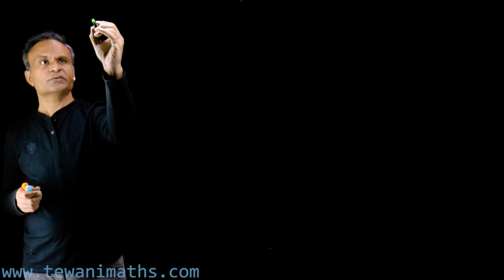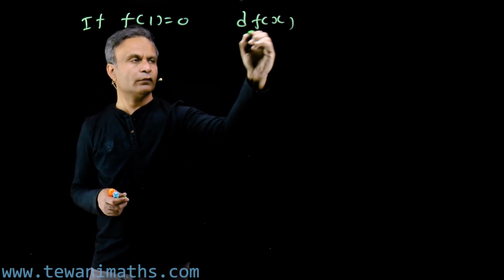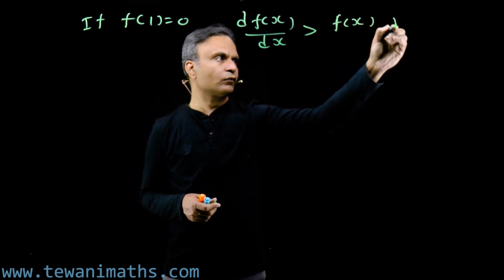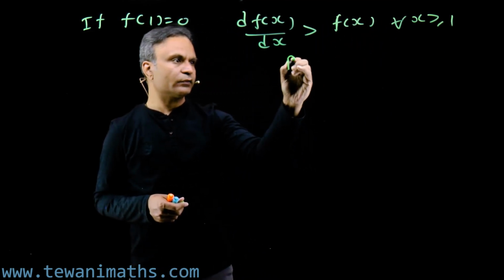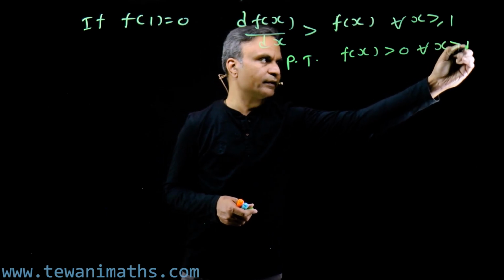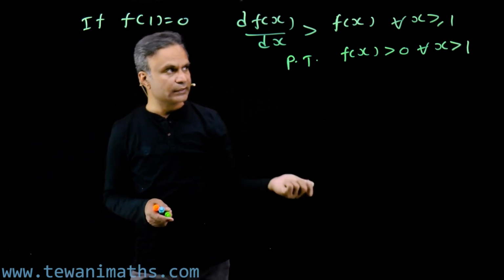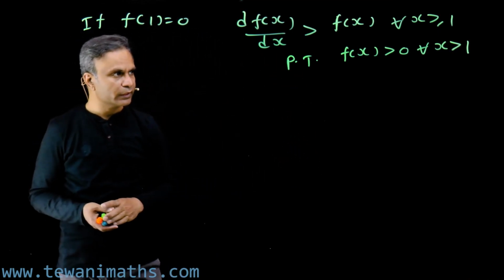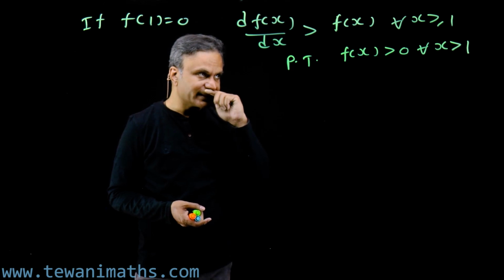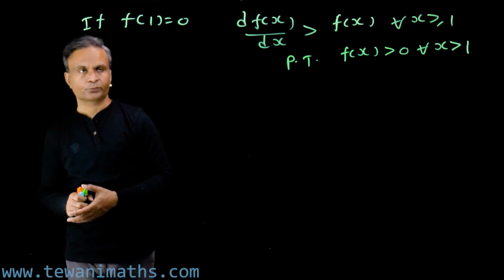Now we have a question like this: if f of 1 is equal to 0 and derivative of fx with respect to x is greater than function fx for all x greater than or equal to 1, then prove that fx is greater than 0 for all x greater than 1. The value of f of 1 is 0, the derivative of the function is greater than the function for all x greater than or equal to 1, so we have to prove that the function fx is positive for all x greater than 1. That means the graph of function fx will lie above x axis for x more than 1.